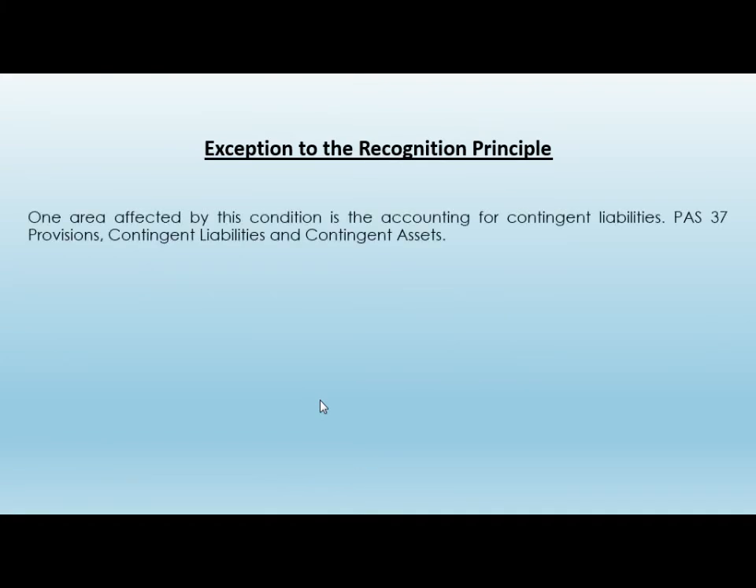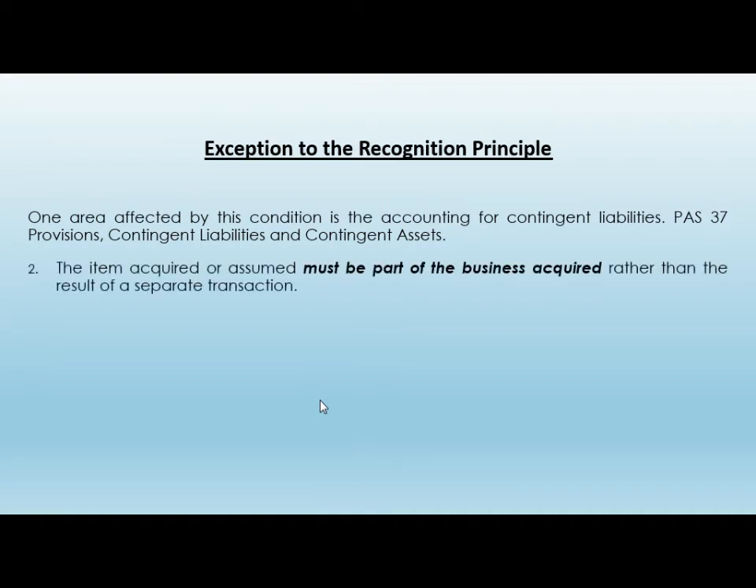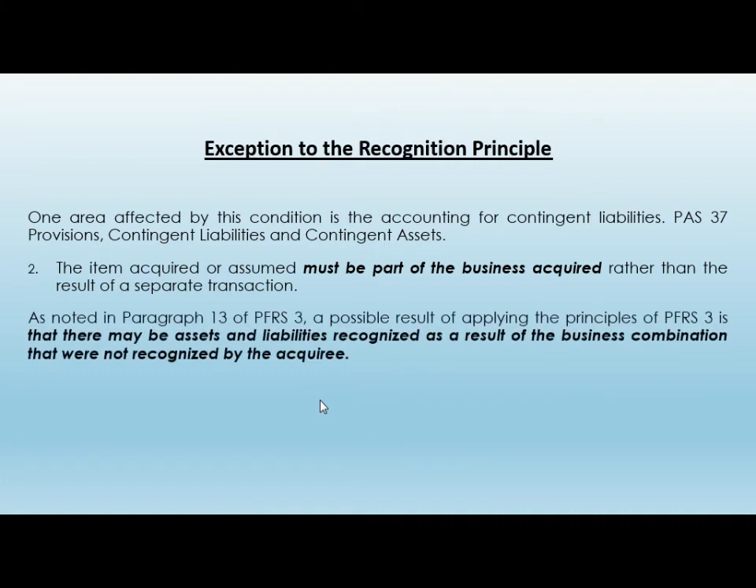Okay, so let's continue. So exception to the recognition principle. One area affected by this condition is the accounting for contingent liabilities. Under PAS 37, provisions, contingent liabilities and contingent assets. Okay? So, the items acquired or assumed must be part of the business acquired rather than the result of a separate transaction.